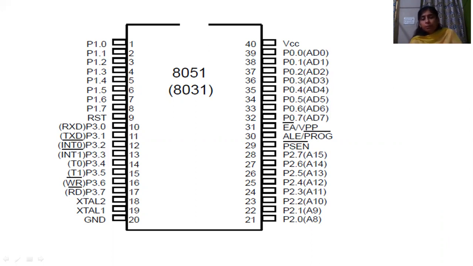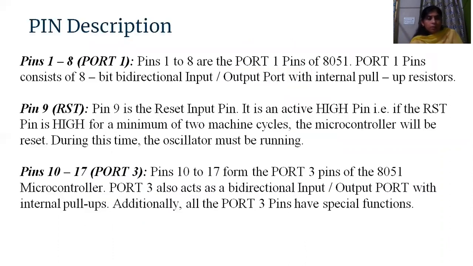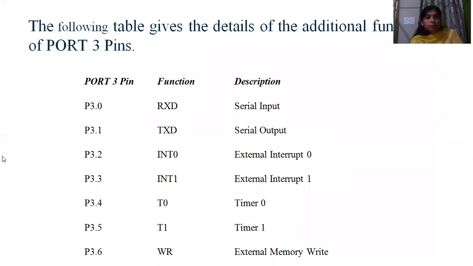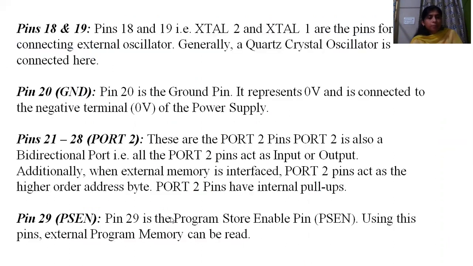This is the main basic difference between the port 1 pins and port 3. The port 1 pins are exclusively for input output. But port 3 pins are input output as well as having a number of special functions. The proper description is given here: P30 serial input, serial output, external interrupt 0, external interrupt 1, timer 0, timer 1, external memory write and external memory read.